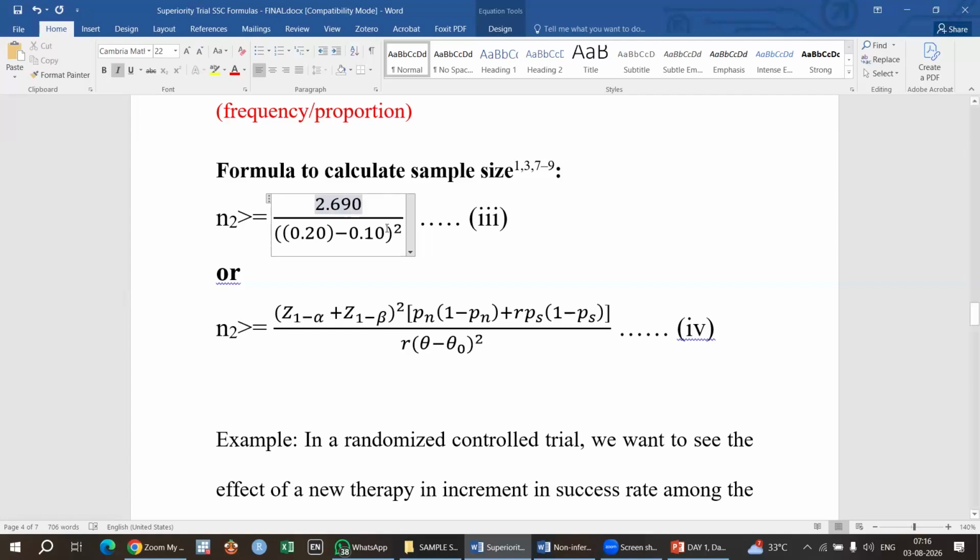2.690. Okay. Then please do this. 0.20 minus 0.10. We have done the numerator. Please do the denominator. So what will be the answer here? 0.10. And please square it. Very good.